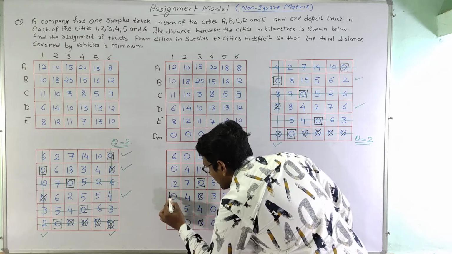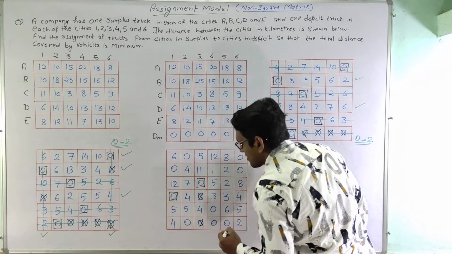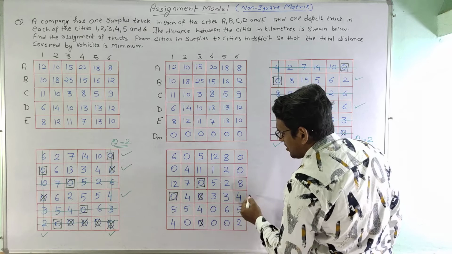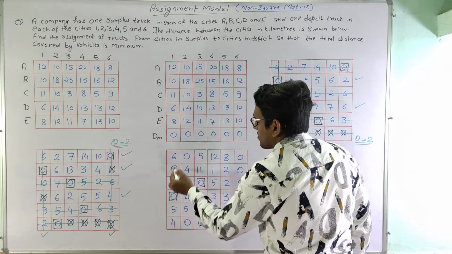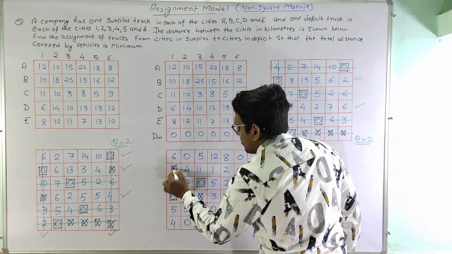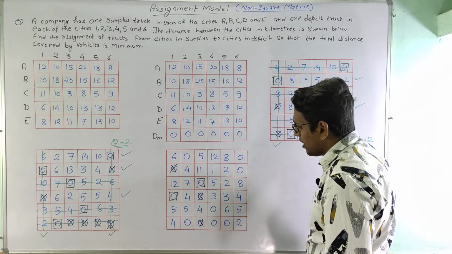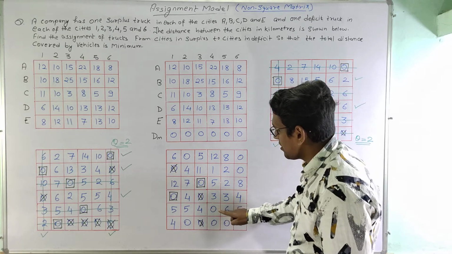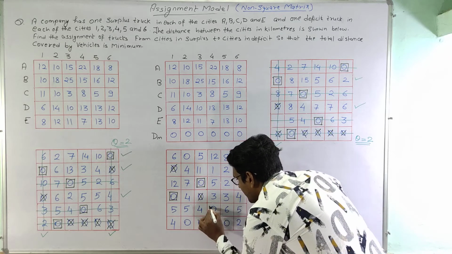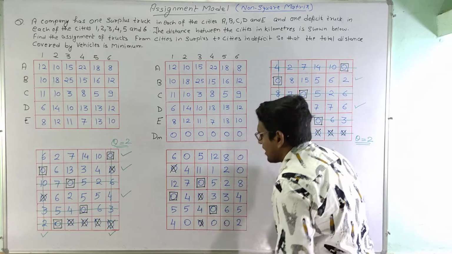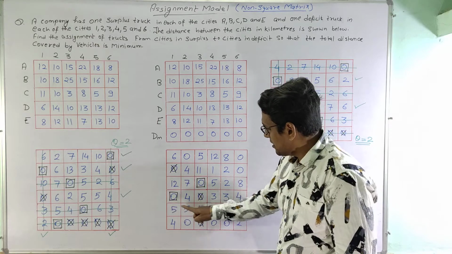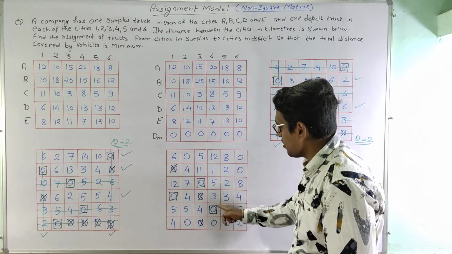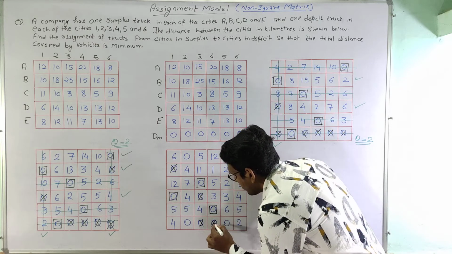So we can assign this 0, and once this is assigned, no more assignment can be done in this row and in this column. So this 0 has to be crossed out. Now moving on to row 5, we have a single 0 here. So we can assign this 0, and once this 0 is assigned, no more assignment can be done in this row and in this column.